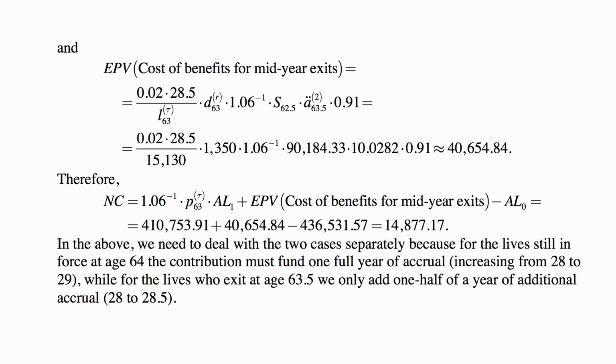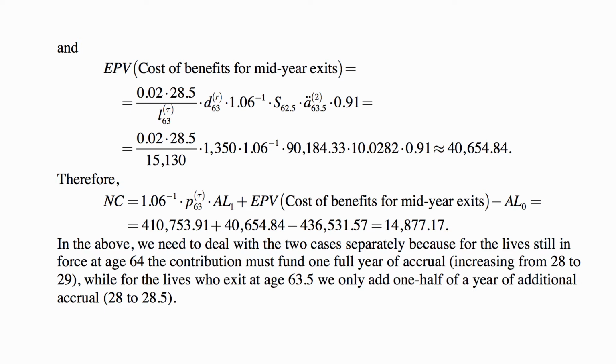The expected present value of the cost of benefits for mid-year's exit, well, they have 28.5 years of service, accrual rate of 0.02, and then the probability of departure is retirement in the middle of the year. Salary for them applicable for that last year before that middle of the year, the annuity factor, and after reduction multiplied by the reduction factor of 0.91. All of these we can just plug in and calculate.